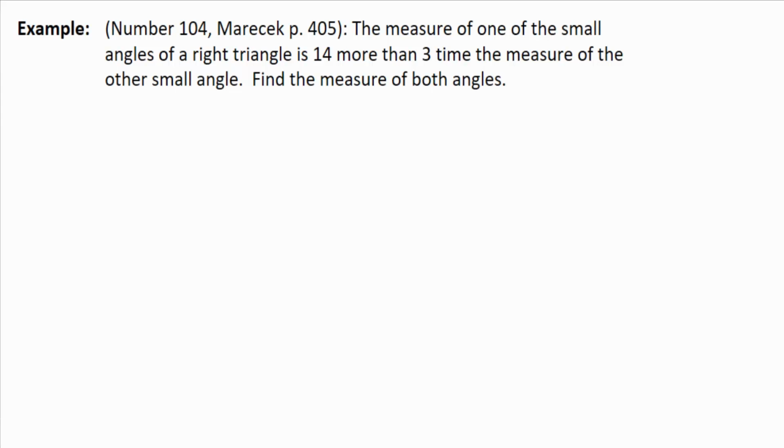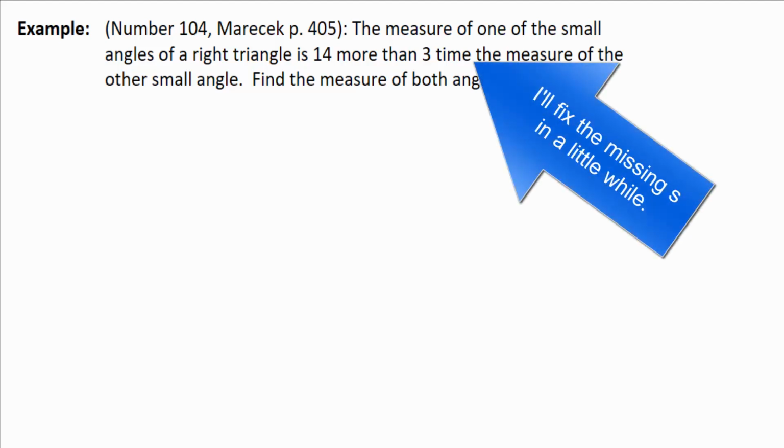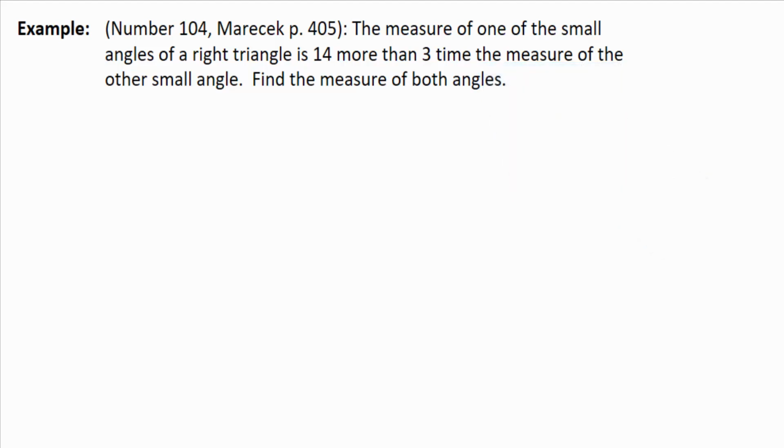In the first example, the measure of one of the small angles of a right triangle is 14 more than 3 times the measure of the other small angle. Find the measure of both angles. Okay. So let's think about it in the context of Polya's 4 steps of problem solving. First step is to read the problem, but not only read it, understand it, right? So we're looking for a couple of angles. What could you do to help you understand the problem a little bit better, though?